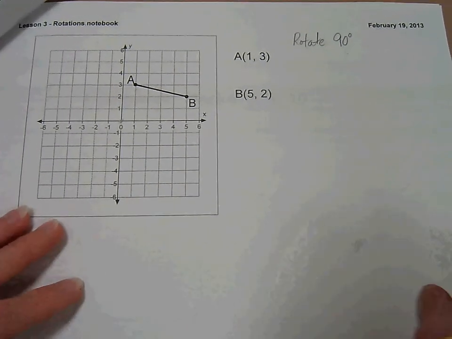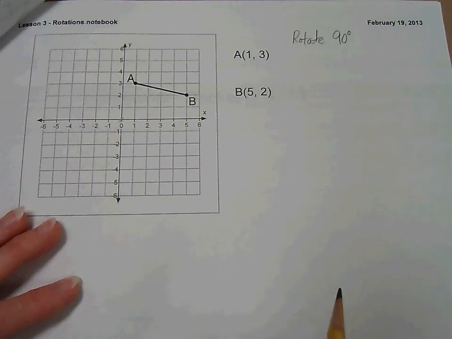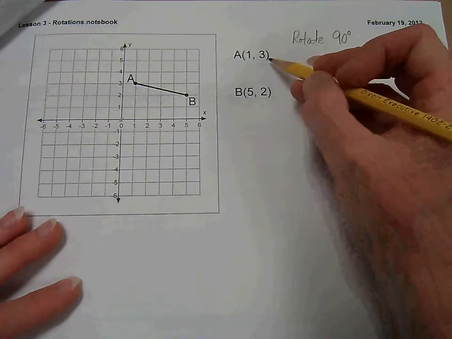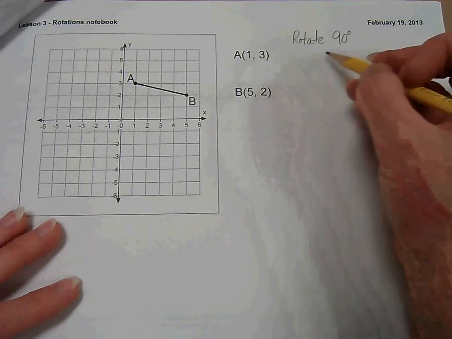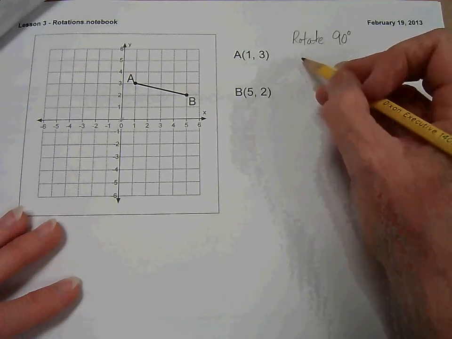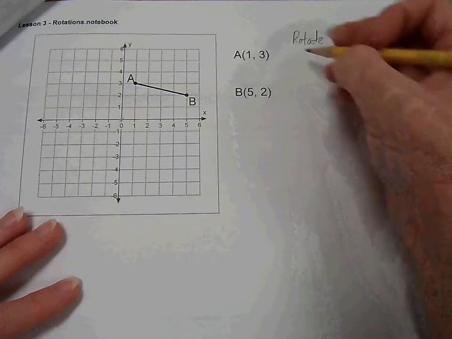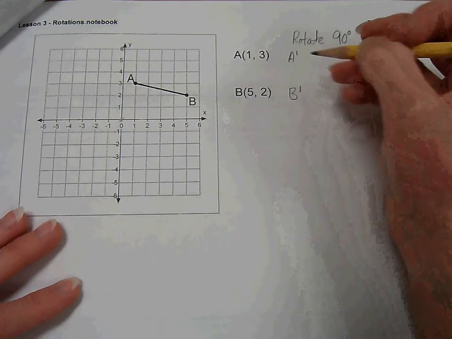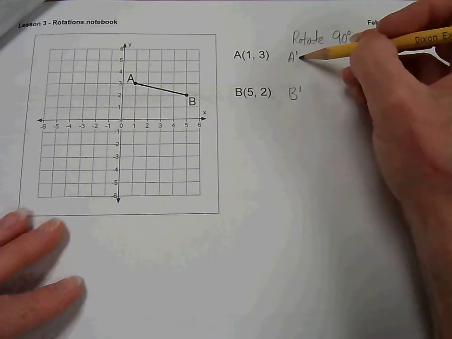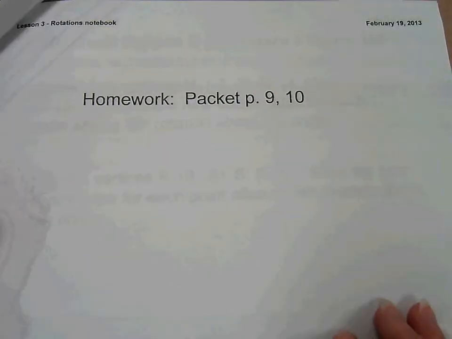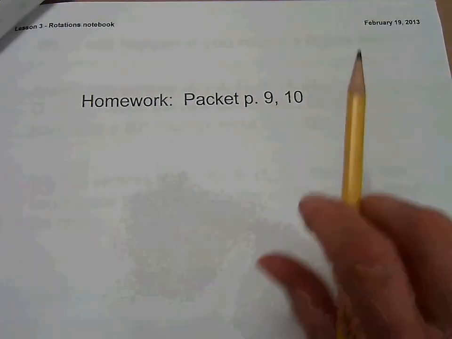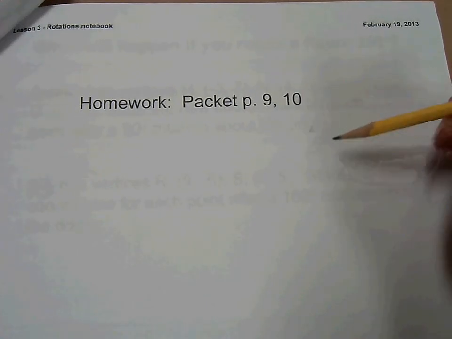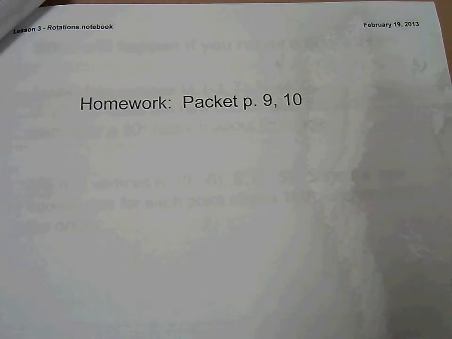And you just rotate each point, point by point. You should have figured out what the rules are for the coordinates, so you can just apply those rules to these coordinates and come up with what the new coordinates would be for A prime and B prime. So we would write that A prime and whatever the coordinates are, and B prime. So this is our pre-image and this is our image. Okay? Now after you've done that, in class we're going to work together on the homework packet, which is page 9 and 10 in that packet that we gave you.